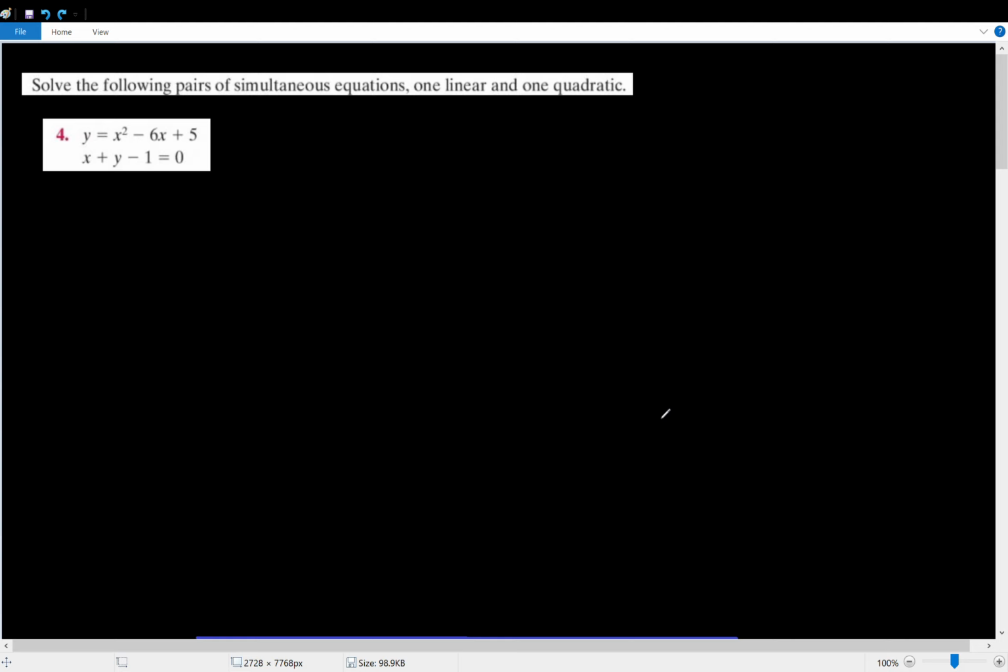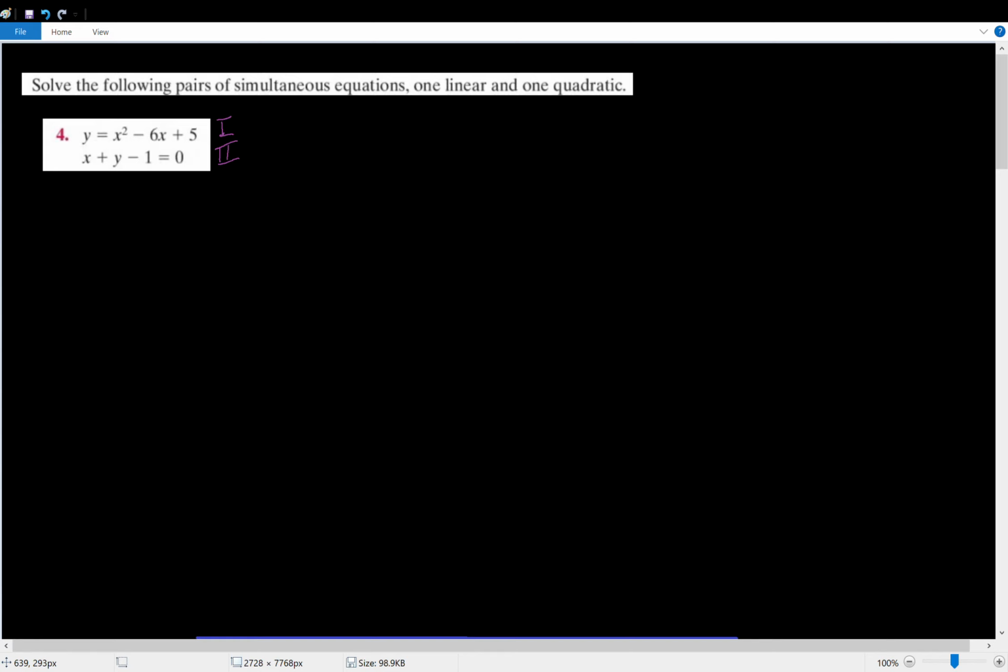This is question 4 from exercise 2.3 in Text and Test 4 New Edition. We have to solve the following pairs of simultaneous equations where one is linear and one is quadratic. In our question here, equation 1 is y is equal to x squared minus 6x plus 5, and equation 2 is x plus y minus 1 is equal to 0. Our quadratic equation is equation 1 and our linear equation is equation 2.